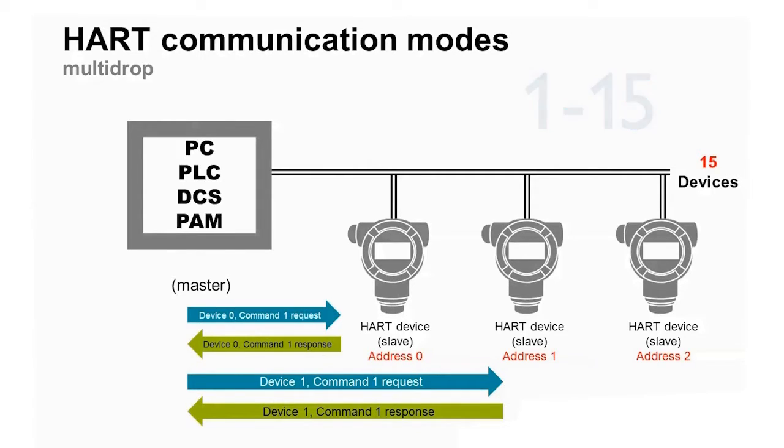In multi-drop mode, the analog signal is not measured. The devices are configured to use a constant loop current, like 4 milliamps, only for power. All of the data is acquired using HART. This is not a very common application because there's no analog control loop, but it is possible.